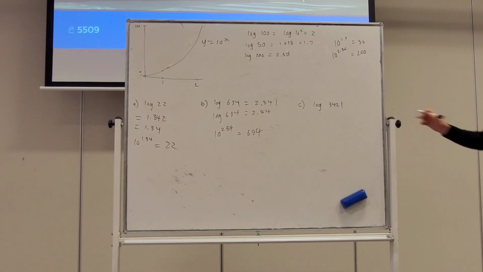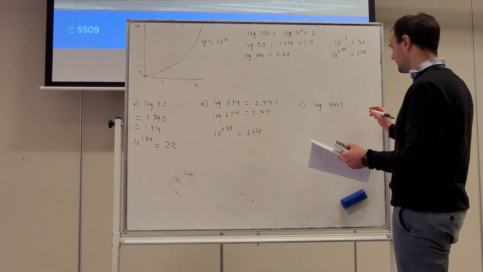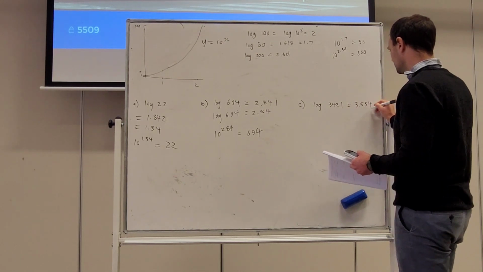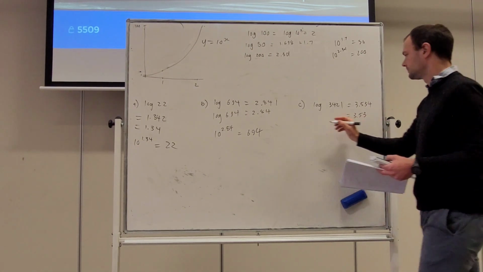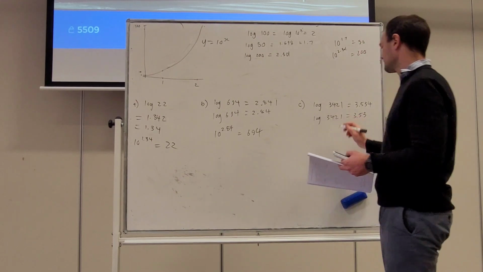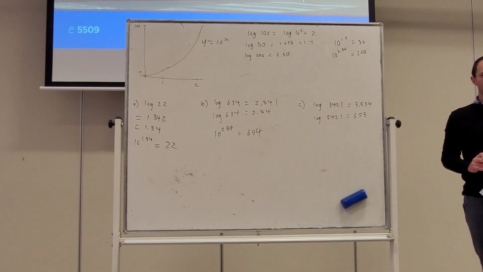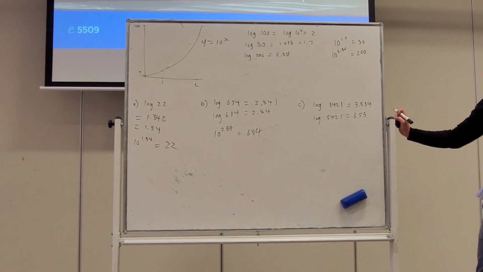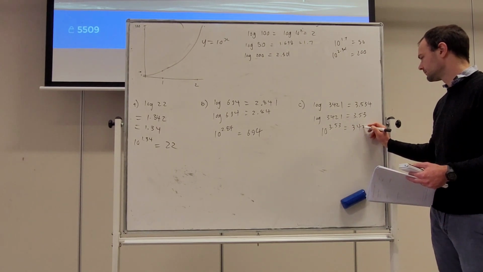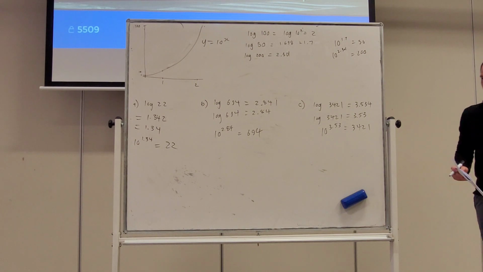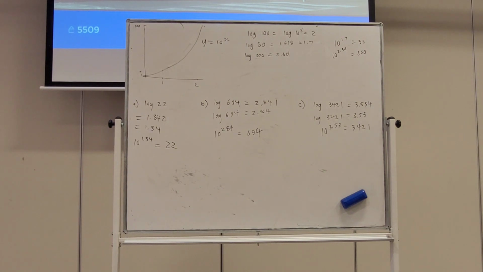Okay. On to C, log of 3,421. We've got 3.534. We'll round. Okay, so we've got the logarithmic statement. Log of 3,421 is 3.53. Therefore, 10 to the power of 3.53 is 3,421. All right, I'll spin the board around if we're all happy.